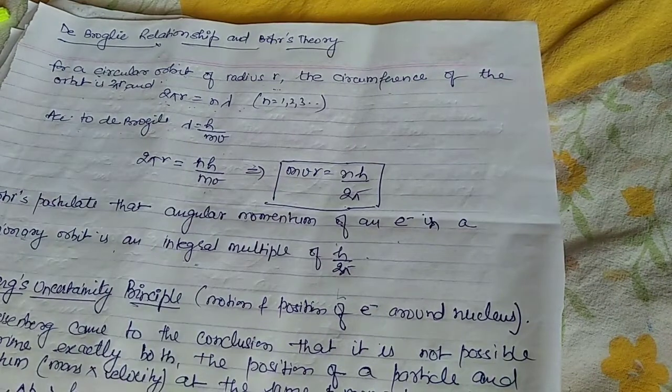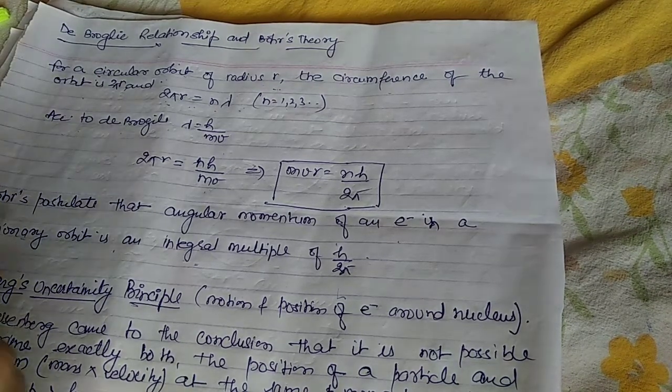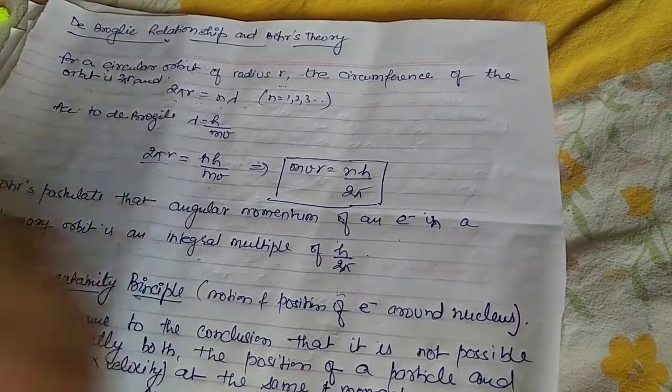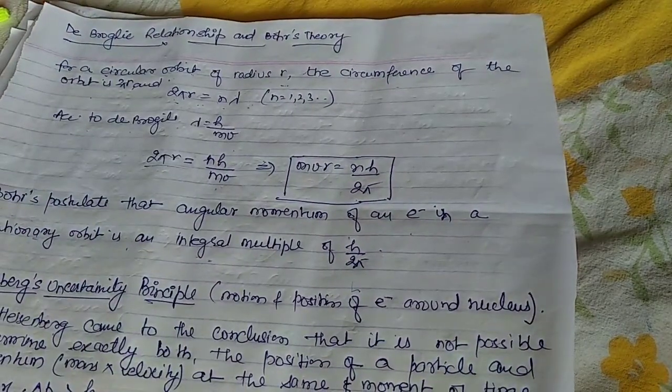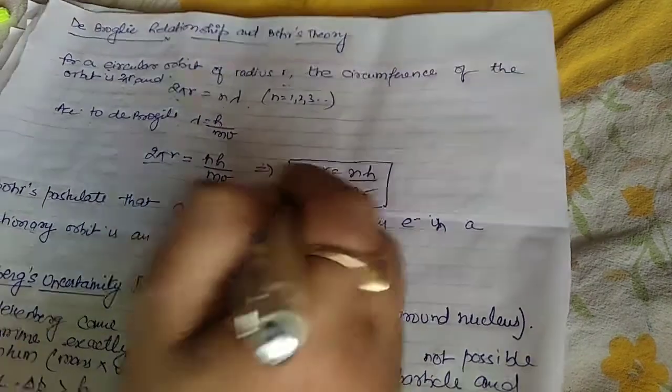So both the things are clear. What Bohr gave earlier, and what de Broglie gave after the dual nature of light was established. Both are proved, means both are right. Bohr gave this theory earlier, and de Broglie, when the relation between the particle and wave was established, gave this relation, and both are true. What is true? That the angular momentum of an electron is an integral multiple of h upon 2 pi.